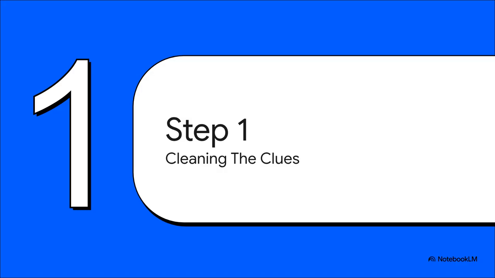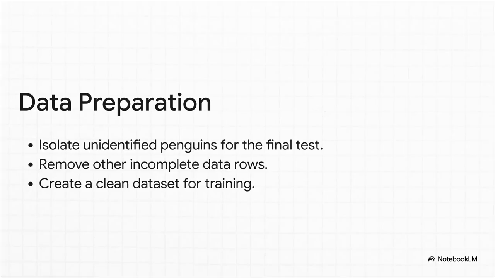Okay, step one. Every good investigation starts with securing the scene and organizing the evidence. And in the world of data science, that means cleaning up our data. We absolutely cannot have our detective tripping over messy or incomplete information. It just won't work. So the first thing we do is find our mystery penguins and we set them aside.